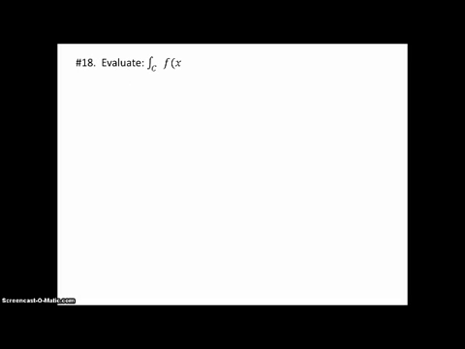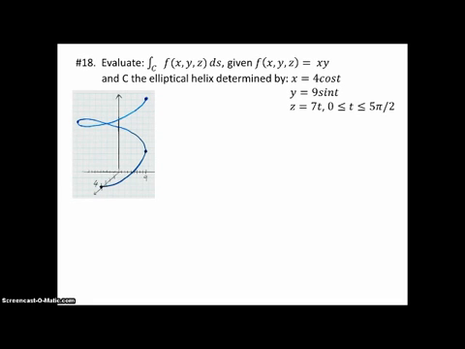Number 18, evaluate this line integral given this function in 3 variables, and see the elliptical helix determined by these parametric equations. Okay, so here's a picture of the elliptical helix, not to scale. And notice that that's a very long curve, and so we can expect a rather large answer for our line integral. Here's our formula. This is not a force field problem.